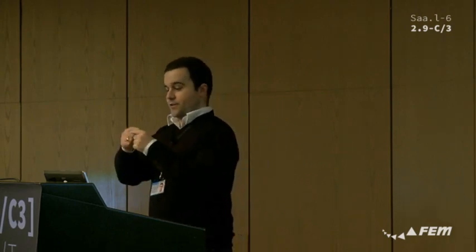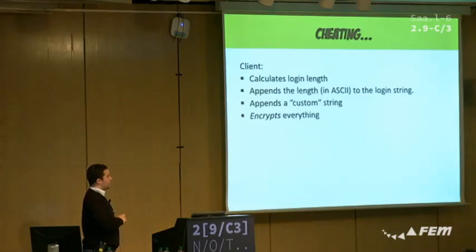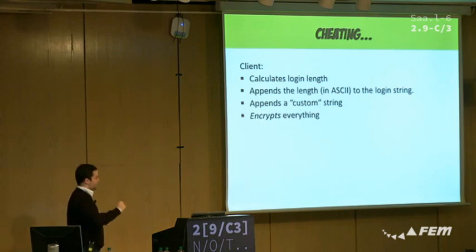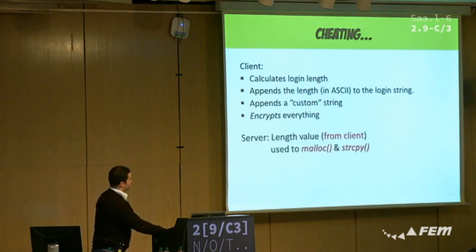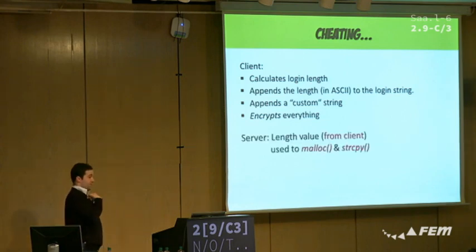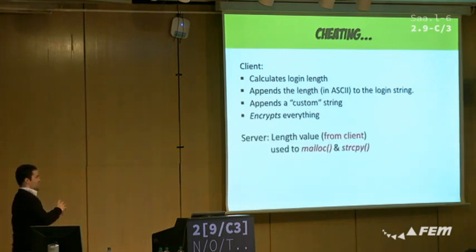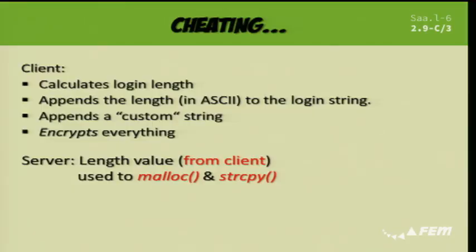The server is going to decrypt this, and it's going to expect exactly this format. So it's going to say, okay, this is the login name. There are some kind of separators. Okay, this is the length, etc. What is the server going to do? It's going to take the length from the client, and use it to malloc to reserve some space in memory, and then copy. And then you can already see.